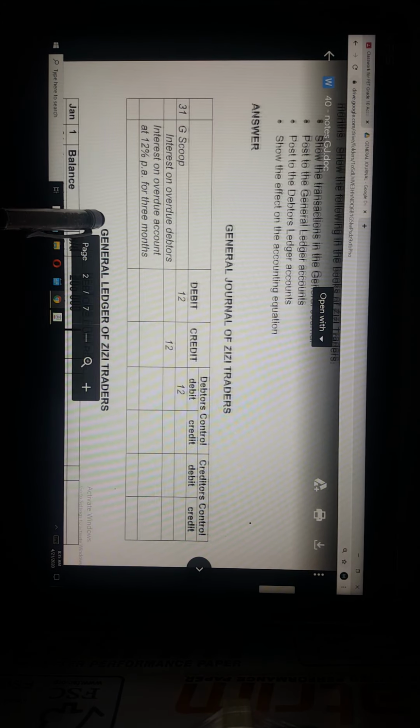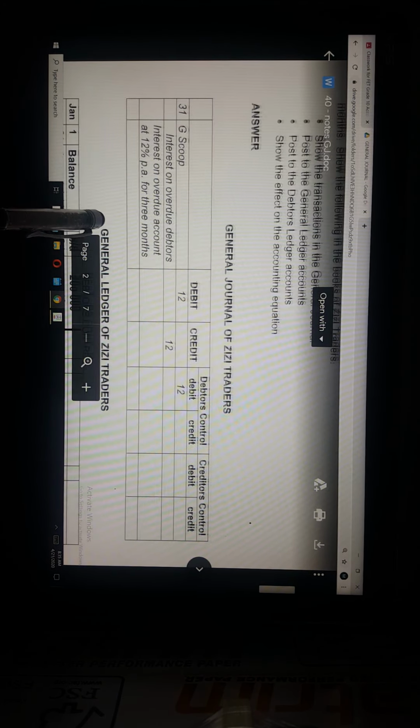Here you can see you've got debtors control and creditors control. We're working with debtors now, so we have a debit of 12 Rand in our debtors control. So that's a general journal of ZZ Traders. Your narration here says interest on overdue account at 12% per annum for 3 months. You have to use your transaction and make a logical narration for what you have done. So that's how we enter the T accounts into the general journal.